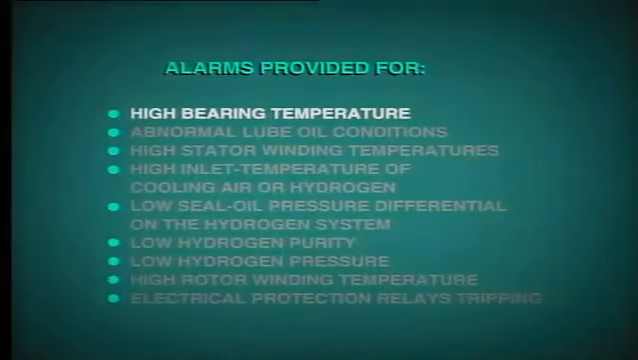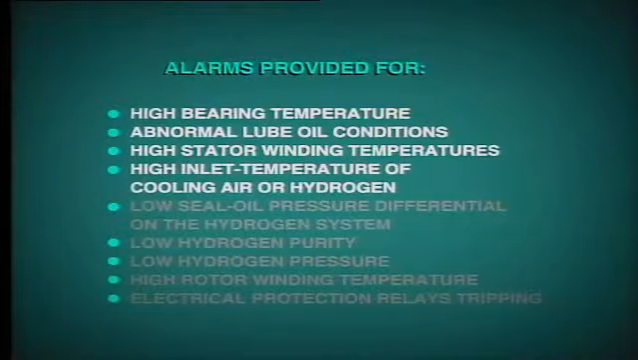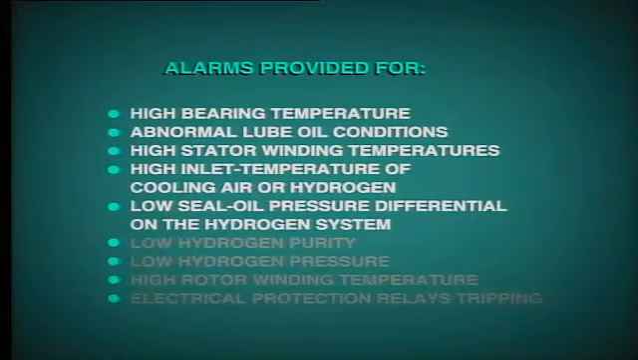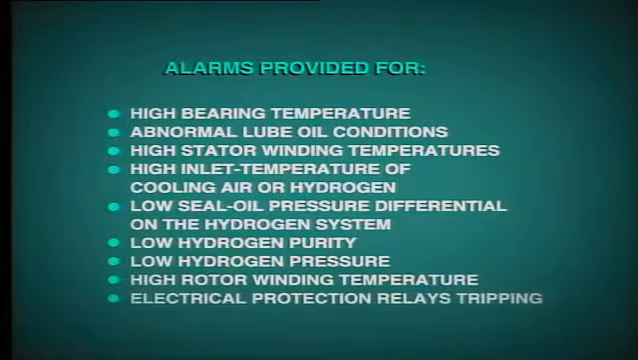As you would expect, the generator is well equipped with indications, alarms, and trips to provide protection. Alarms are triggered to warn of such conditions as high bearing temperature, abnormal lube oil conditions, high stator winding temperatures, high inlet temperature of cooling air or hydrogen, low seal oil pressure differential on the hydrogen system, low hydrogen purity, low hydrogen pressure, high rotor winding temperature, electrical protection relays tripping the unit in case of a generator electrical fault.